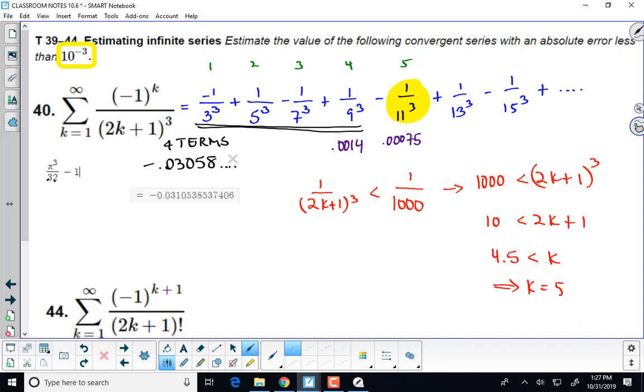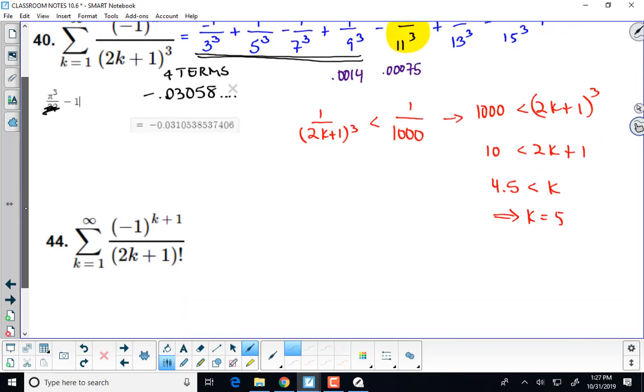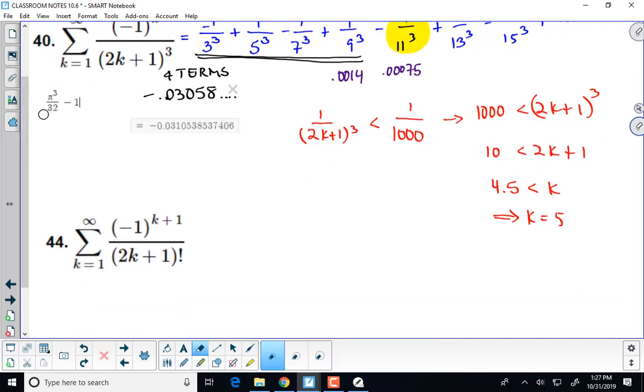That's what's cool about an alternating series. However far you add up, it's the magnitude of the next term that tells you the error between the sum of the first n terms and the actual sum. There's no other series that has that cool property where you can just look at the next term. That's very convenient.